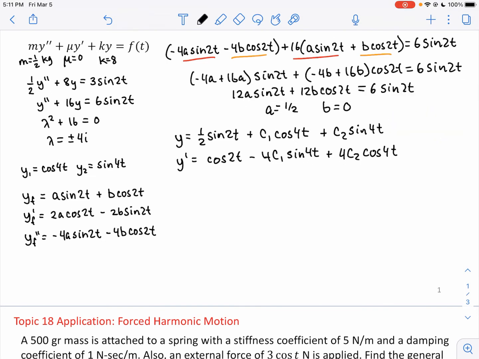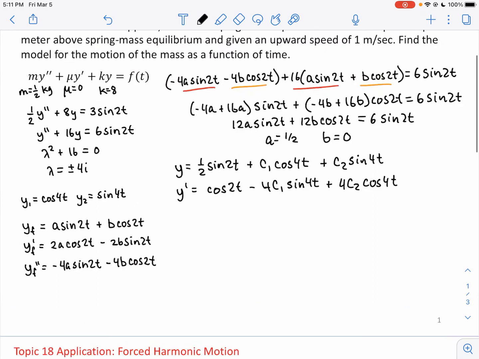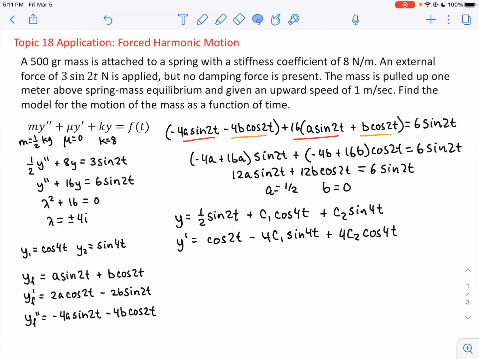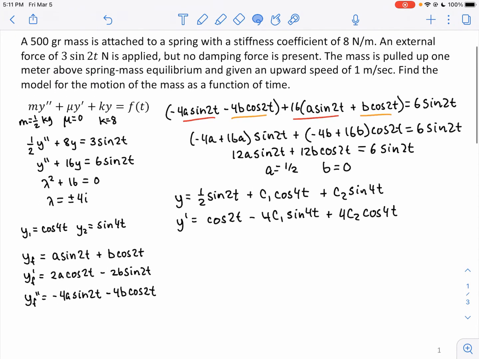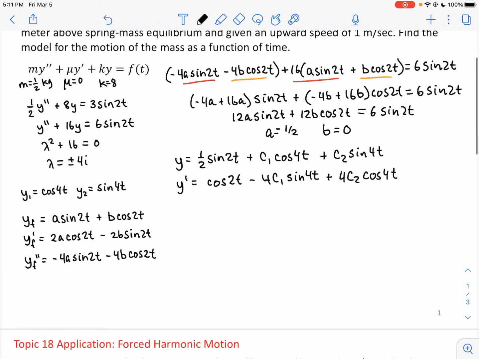And our initial conditions. We know that, let's look back up here, the mass is pulled 1 meter above spring mass equilibrium. So make sure we're in meters, which we are. If this had been in centimeters or something, we would have had to do a conversion. But this is 1 meter above spring mass. So that's going to be a positive 1. If it was below, it'd be negative 1. So we know that positive 1 is equal to y of 0.